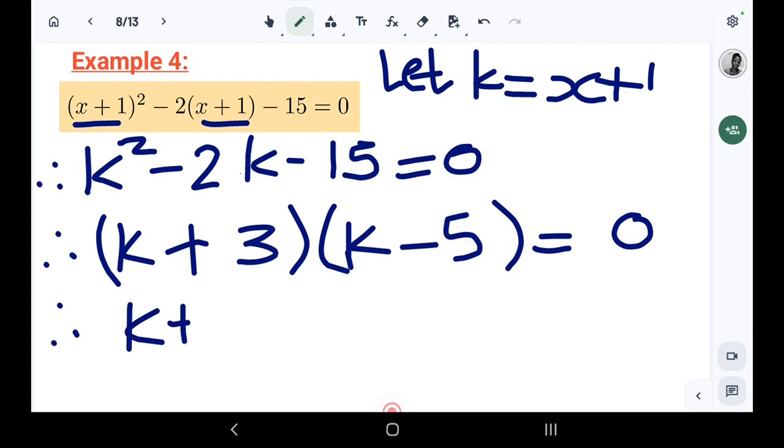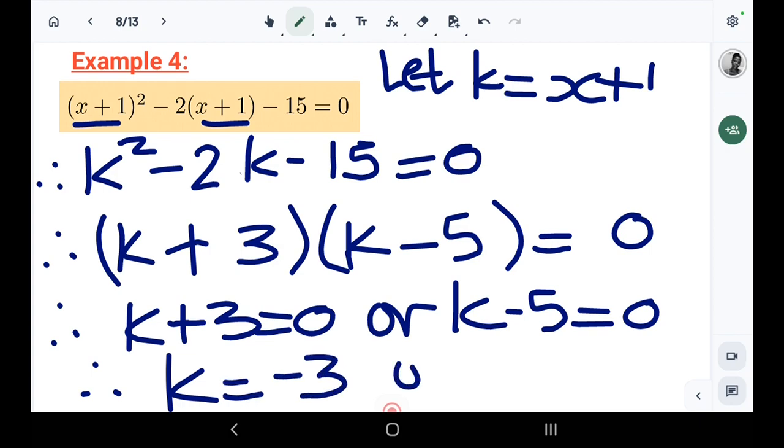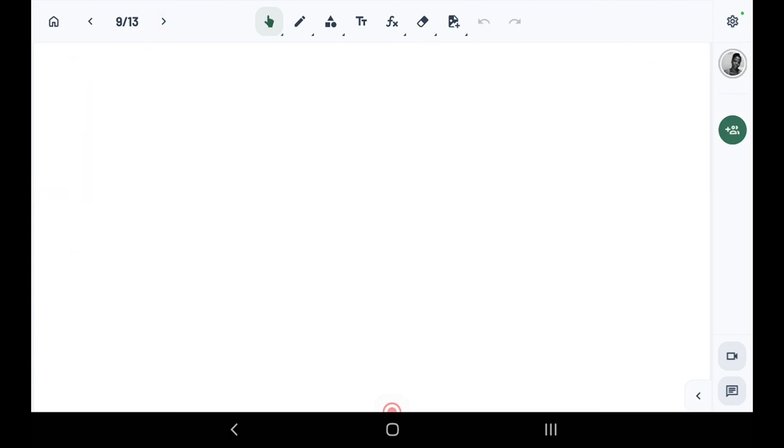k plus 3 equals 0, or k minus 5 equals 0. Therefore, k equals negative 3, or k equals 5. But we're not solving for k here. We're solving for x. So we now must convert the k back to x plus 1 and then solve.